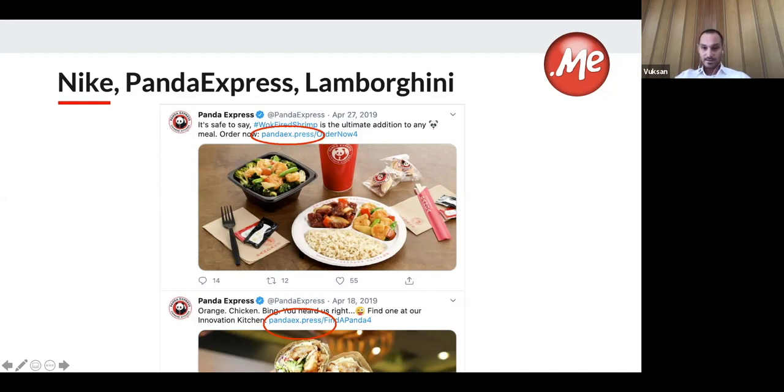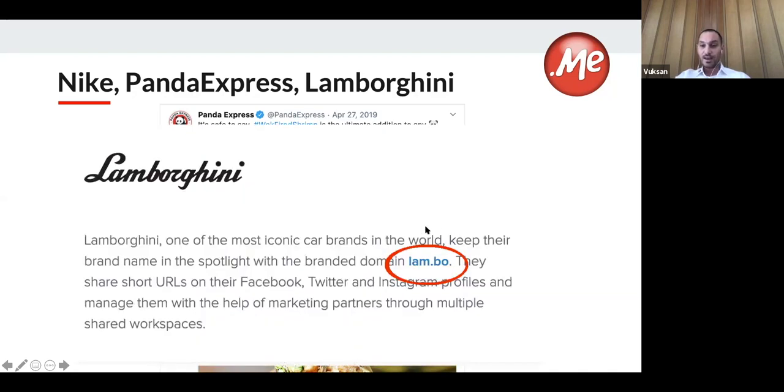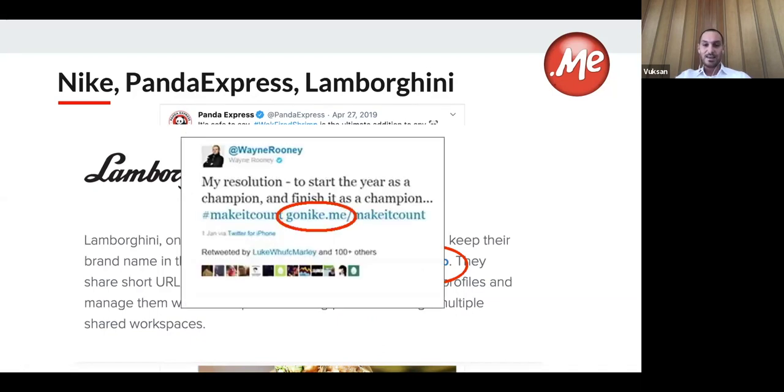Or here, Lamborghini using the Bolivian extension, the ccTLD .bo, and they're using it for Lambo, which is short for Lamborghini. And then Nike had a campaign about 6 or 7 years ago where they used Go Nike.me for the campaign. As you can see here, it was tweeted by Wayne Rooney.